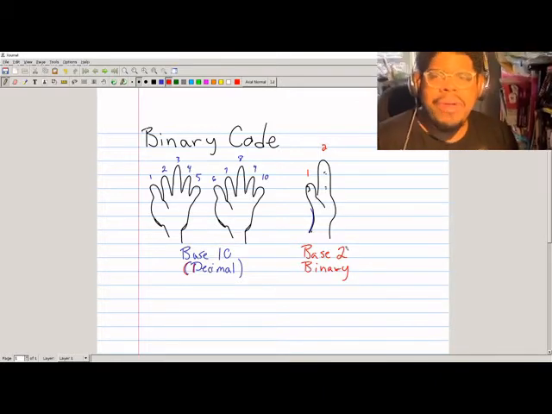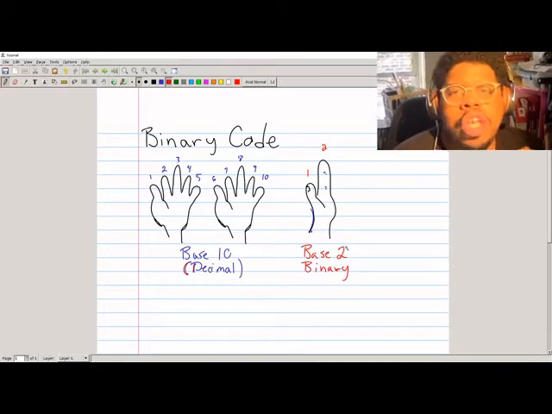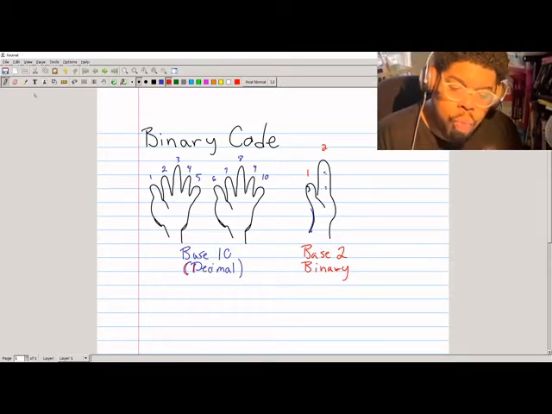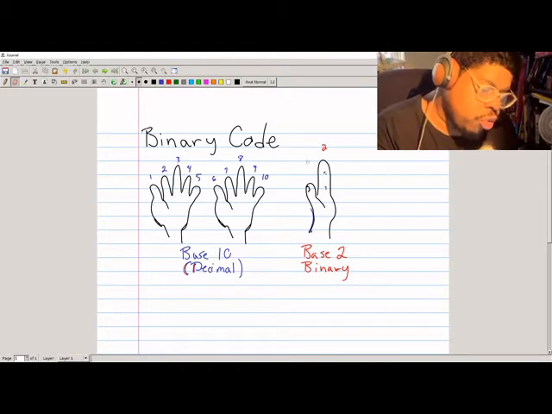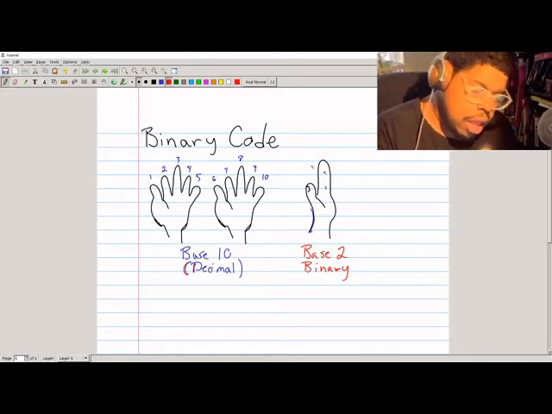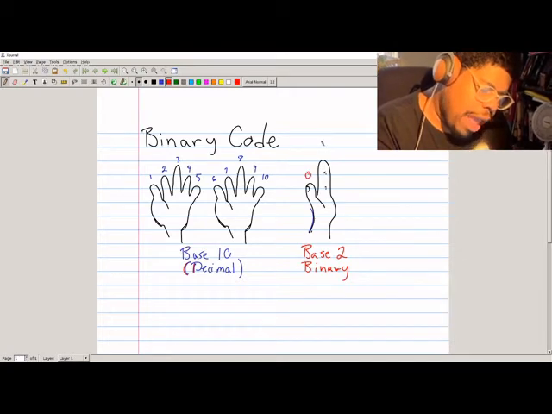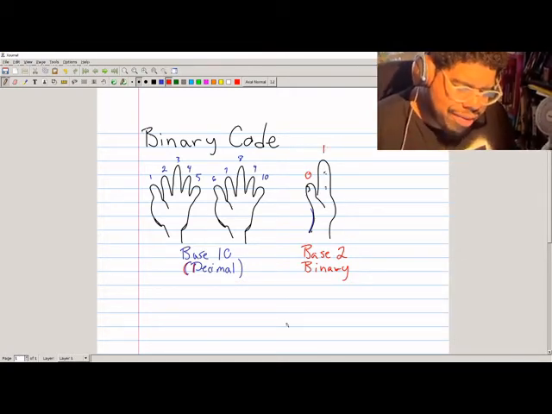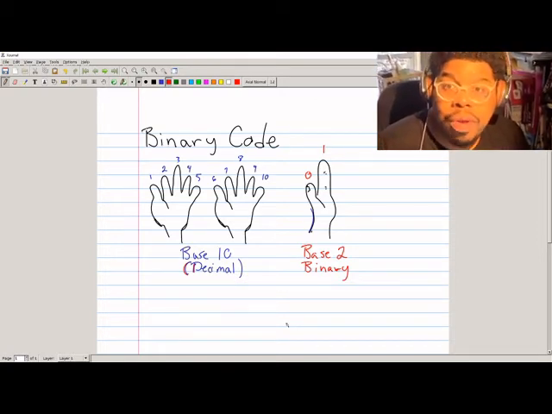So binary means that you're only counting using 2 digits, right? And those digits are not actually going to be 1 and 2. The 2 digits we're going to use here are actually going to be 0 and 1.